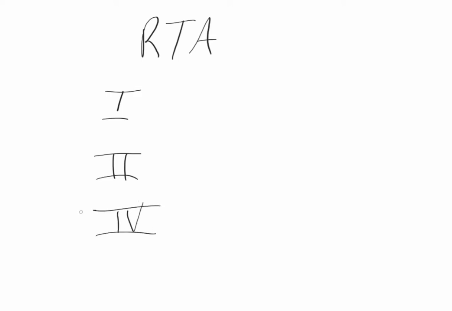So today we're going to be talking about renal tubular acidosis. There is a type 1, a type 2, and a type 4. There is no type 3.